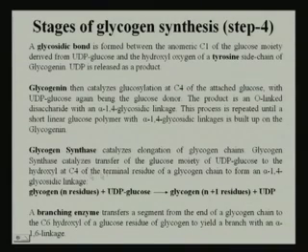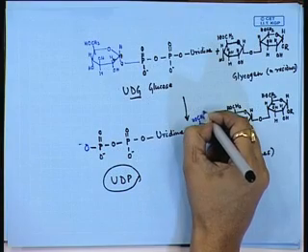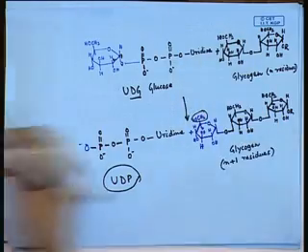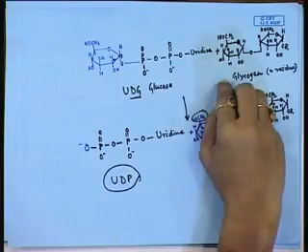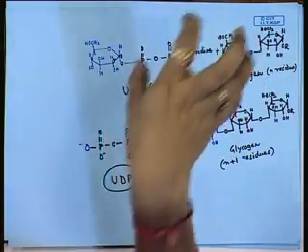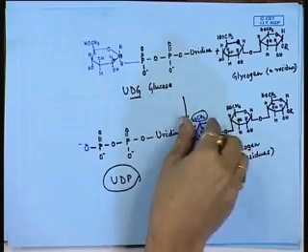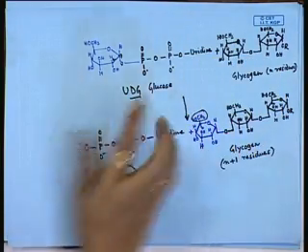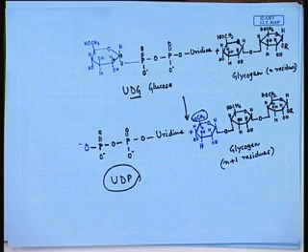It transfers glucose to the hydroxyl C4 of the terminal residue of the glycogen chain to form alpha 1,4 glycosidic linkages. The branching enzyme transfers a segment from the end of the glycogen chain to the 6th hydroxyl group of a glucose residue. From this 6th hydroxyl group, the branching of alpha 1,6 linkages starts, which completes the actual glycogen structure. So, one is the linear chain, another is the branched chain, and here the branching is taking place, and in this way glycogen is getting synthesized in the cell.